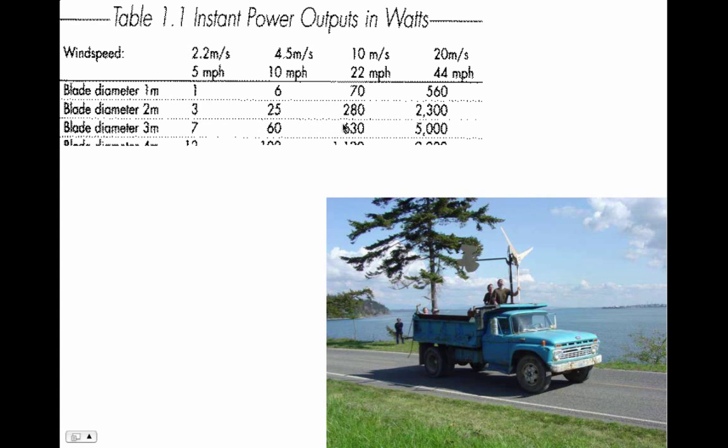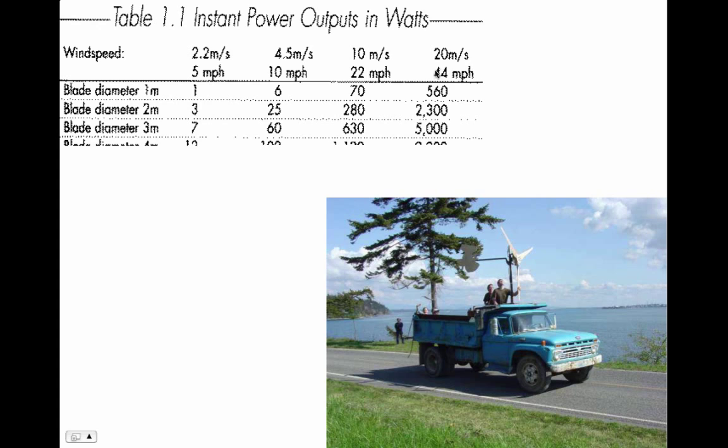Again, double the wind speed, you get 8 times the power. At 22 miles an hour, 630, and at 40 miles per hour, 5,000. So you've got a turbine that puts out almost nothing at 5 miles per hour, 7 or 8 watts. And oftentimes the wind is between 5 and 10 miles per hour, so it's just putting out a little bit. It has the capability at 44 miles per hour of putting out 5 kilowatts.